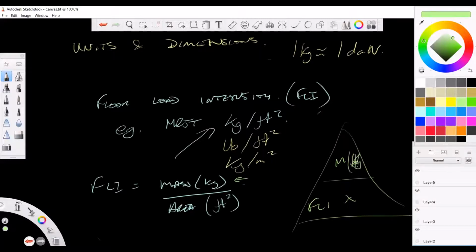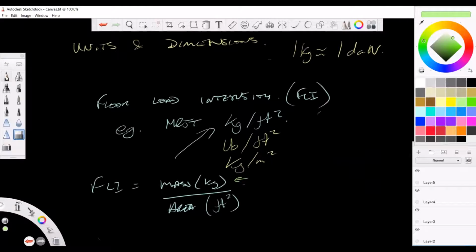Sorry, my kilogram symbol didn't work out well. So mass in kilograms divided by area in square feet. So if I want to work out my maximum mass, I multiply my floor load intensity by my area in square feet. And that gives me my mass in kilos. So again, the unit tells you the formula, and you can then rearrange that formula if you need to. So the unit tells you that in order to work out floor load intensity, which is in kilograms per square foot, you need to divide the number of kilograms by the number of square feet.